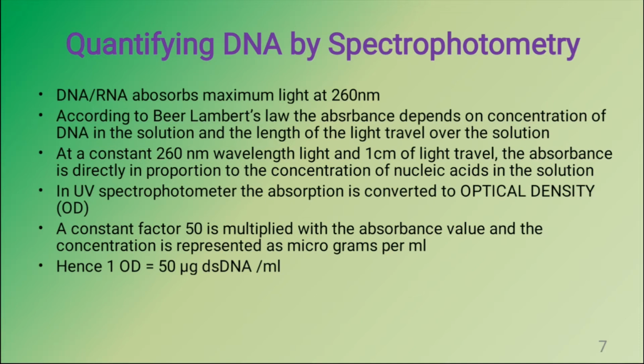Based on this principle, the DNA concentration in the sample will be a variable, and it helps to quantify the DNA. In UV spectrophotometer, the absorption is converted into optical density value, and it is connected to a computer. Computer automatically calculates and converts the optical density value into DNA quantity. A constant factor 50 is used, and this 50 is multiplied with the absorbance OD value to know the concentration of DNA in spectrophotometer. So hence, if we get absorbance value 1, OD is equal to 50 microgram of double stranded DNA present per ml of the sample.